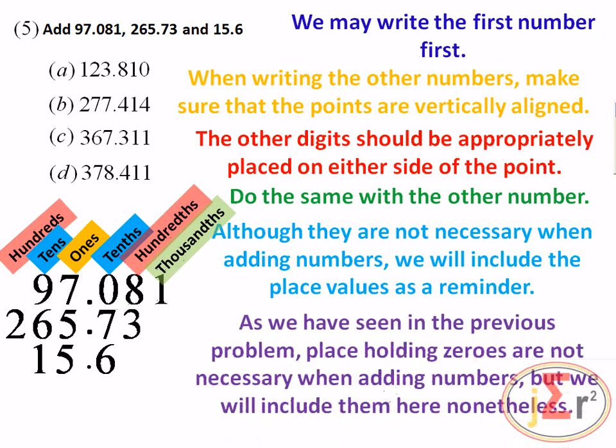As we have seen in previous problems, placeholding zeros are not necessary when adding numbers, but we will include them here nonetheless. So we will fill the empty spaces with placeholding zeros. Although if we add without them, we know that where there is a blank space there is no number, and the value present there is 0. So include placeholding zeros. They do not affect the value of the numbers.